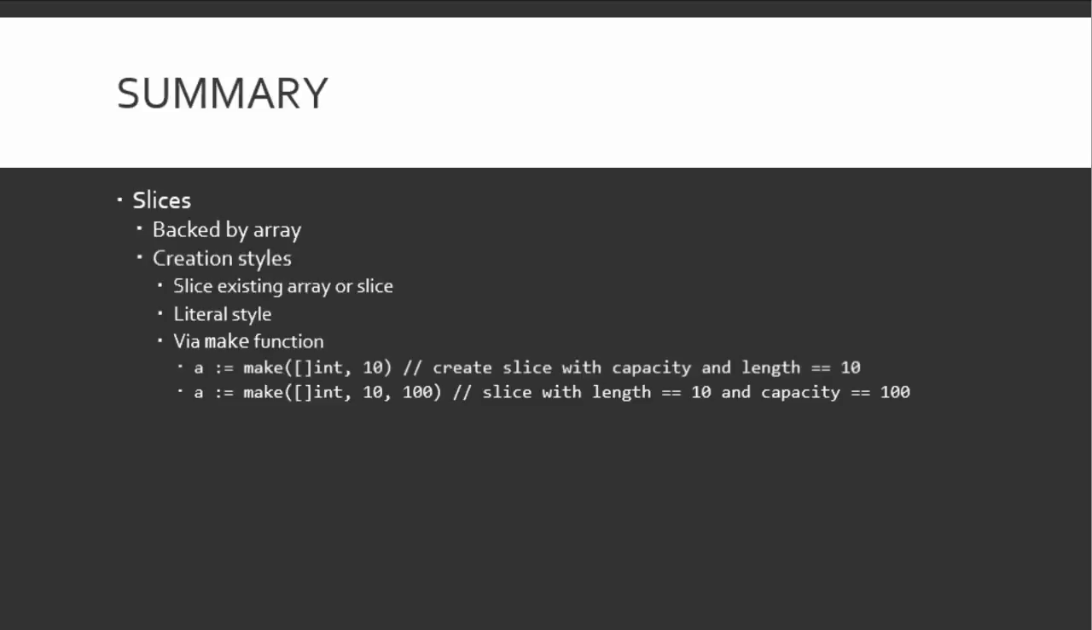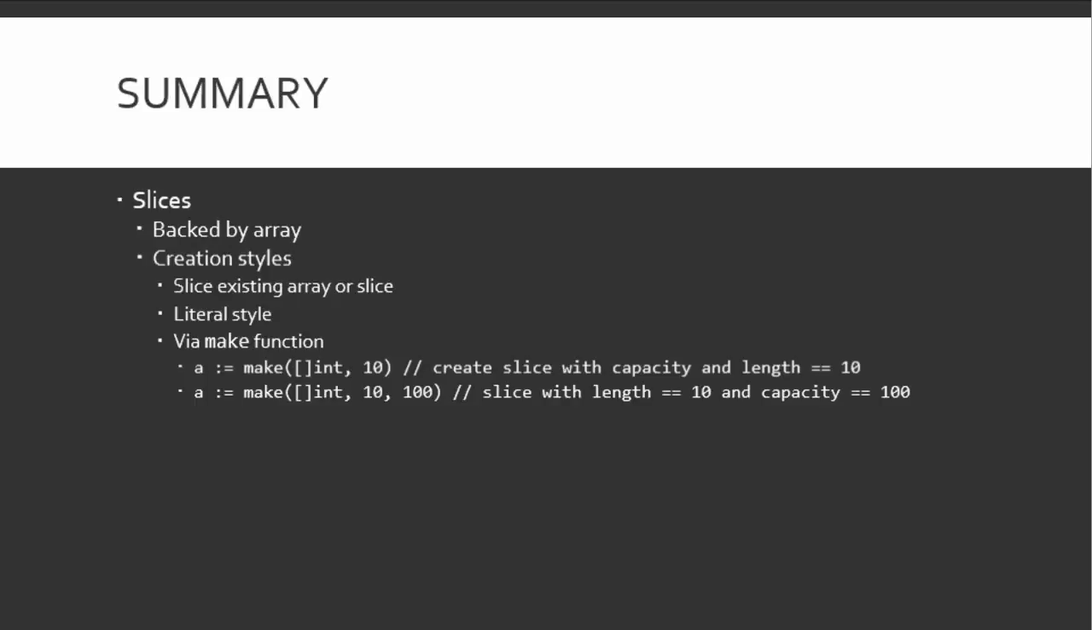Then we moved on to discuss slices and how they're very similar to arrays. As a matter of fact, they're backed by an array. So every slice that you see, under the covers, Go has an array that's holding all of that data for you. There are several creation styles. We saw that we can create a slice by slicing an existing array or another slice.